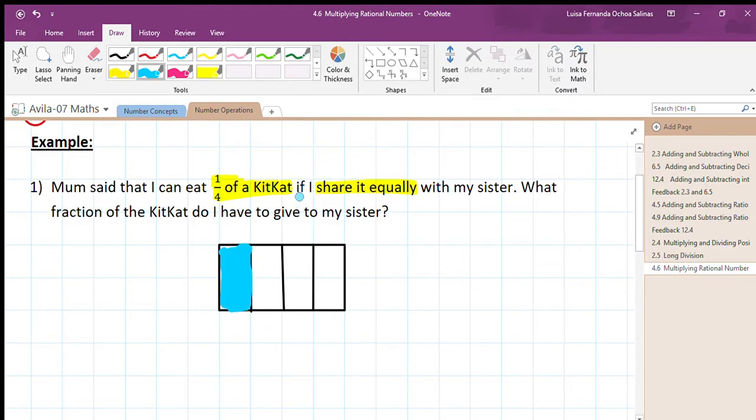Good. Now I have to share it equally with my sister. So basically what I'm saying is that I have to divide this by 2. I have to divide these diagrams. So I'm going to do this division here. Good. And I'm going to shade now that half that I'm going to give to my sister, which is going to be this bit here.